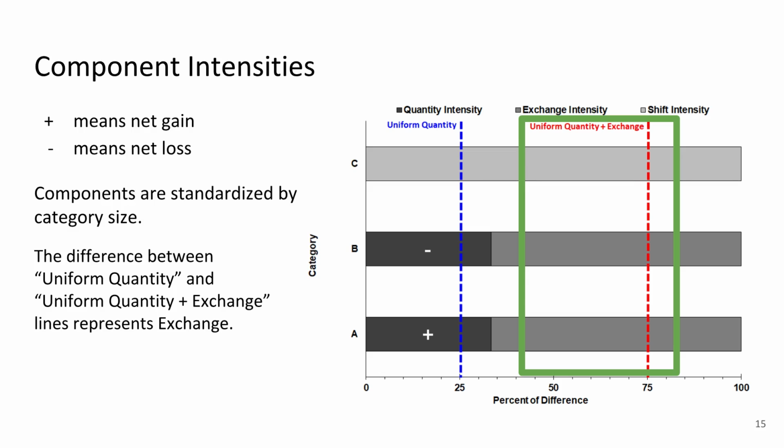The uniform quantity plus exchange line indicates that the sum of quantity and exchange components overall is 75% of the difference overall. The difference between the lines is 50%, which equals the intensity of exchange overall. Categories A and B have exchange components that are more intensive than uniform exchange, while category C has 0 exchange.